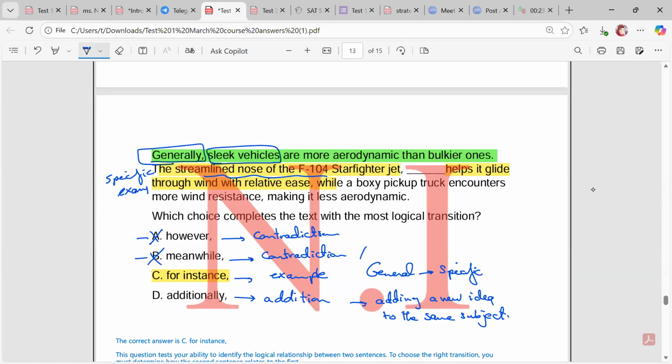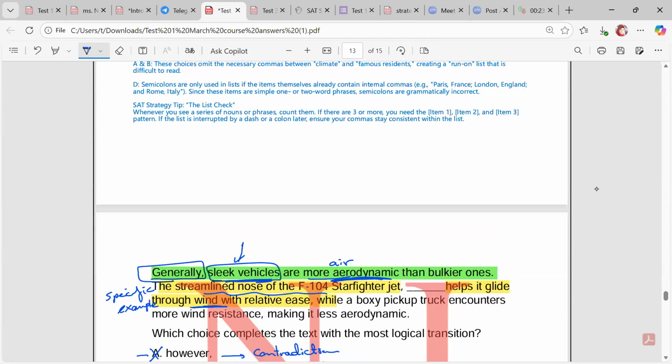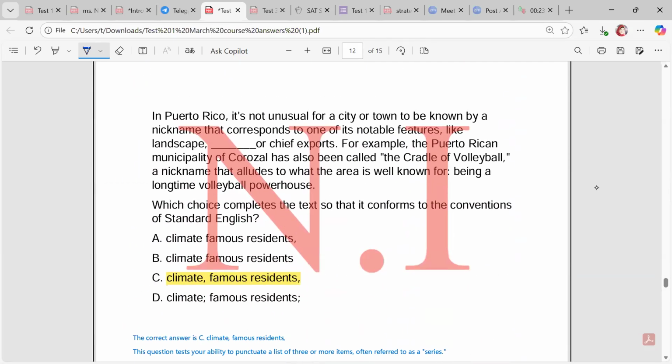Example to the sleek vehicles that are more aerodynamic. Aero has to do with air, and wind has to do with air. Okay, it helps it glide through wind with relative ease. So I'm not adding a new idea. I'm technically saying that this vehicle, which is one of these sleek vehicles, is able to glide through wind with relative ease, so it's more aerodynamic. Okay, right, let's go for this one.